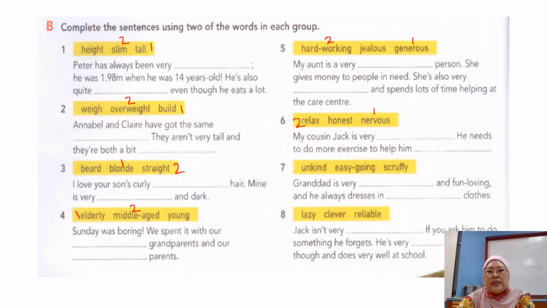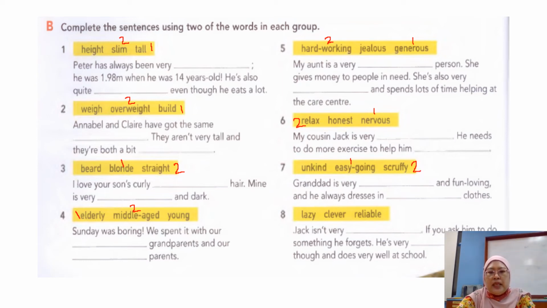Number 7. Unkind, easygoing, and scruffy. Granddad is very what, and fun-loving? So positive. Your granddad is a positive person. So which one is positive? Easygoing. So my granddad is very easygoing and fun-loving. And he always dresses in what kind of clothes? In scruffy clothes.